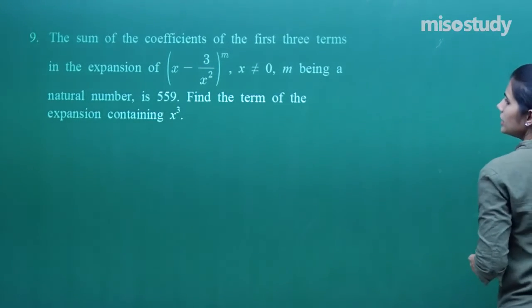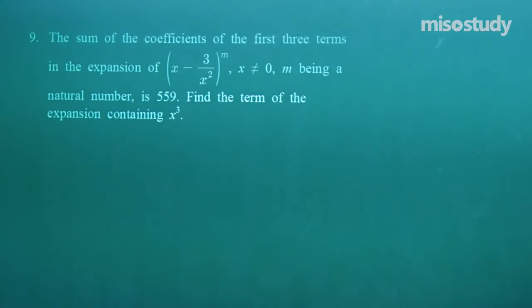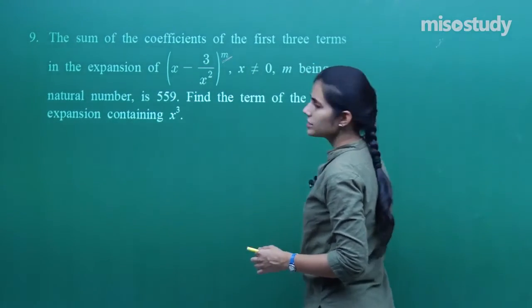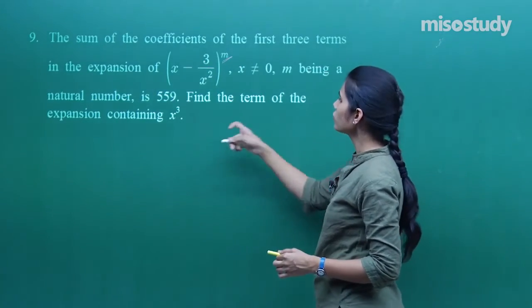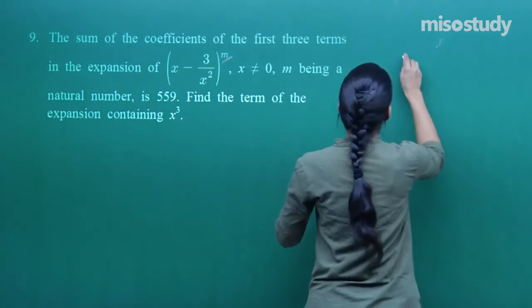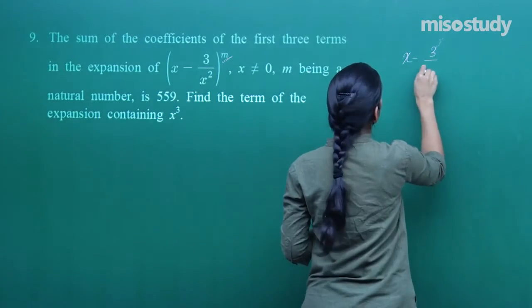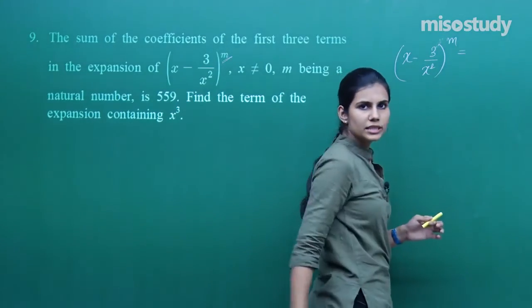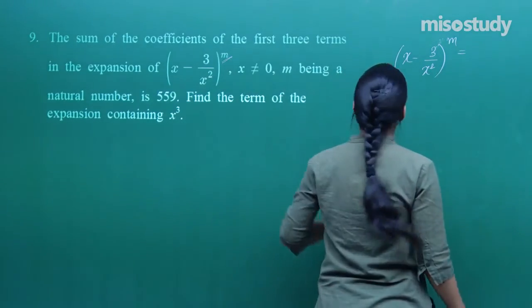Next question is, the sum of the coefficients of the first three terms in this expansion is 59. Find the term of this expansion containing x cube. So there are two questions basically. First of all, I need to decode what m is, and with the help of m then find out which is that term which contains x cube within itself. So if I talk about x minus 3 by x square whole to the power m, I just need to find out 3 terms because that is what is required over here.